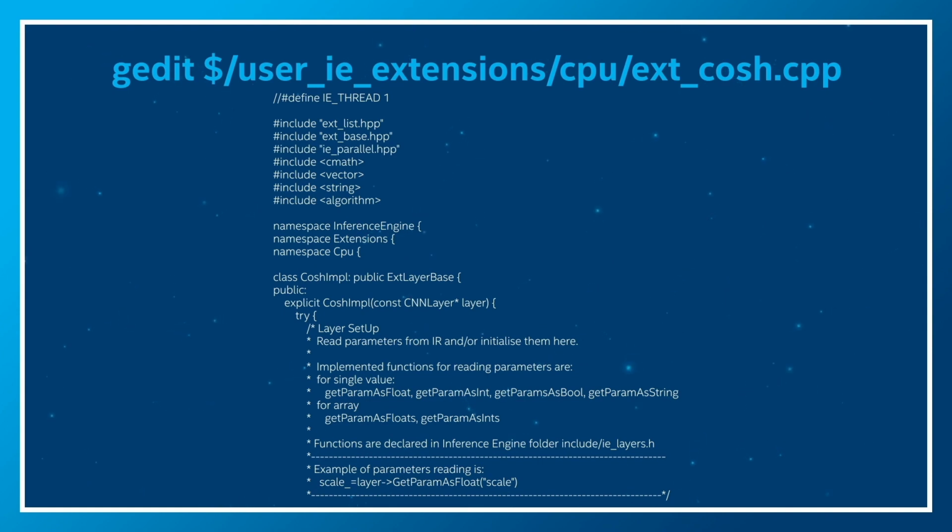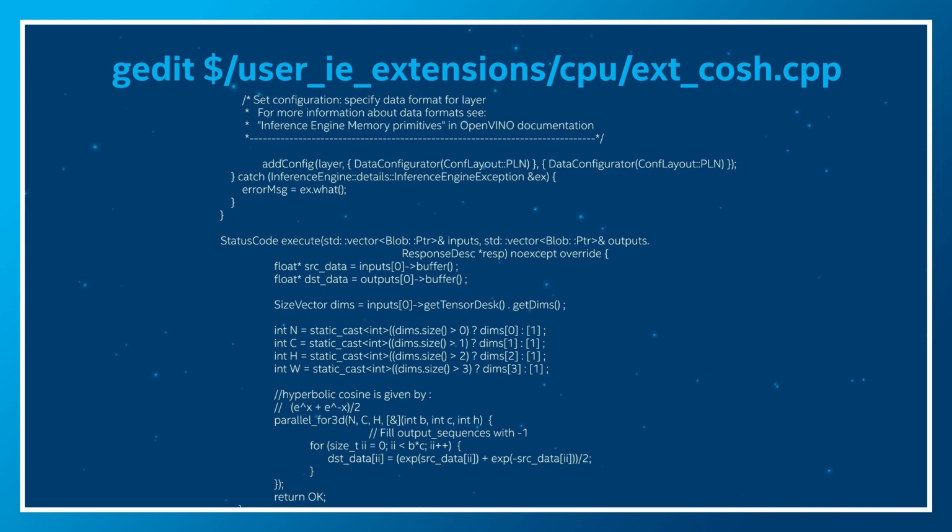the ie_parallel.hpp file. If there are any attributes of the layer, the cosh impl constructor extracts them. The constructor also provides the layer pointer and configures the input and output data layout for the custom layer by calling add_config. You will need to uncomment the add_config line in the template. The execute method is overridden to implement the functionality of the hyperbolic cosine operation.